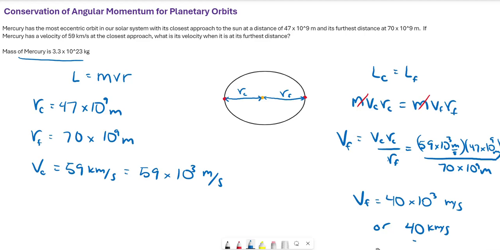As you can see, the velocity is lower when it's further away and higher when it's closer to the sun. So hopefully that was helpful, and if you want to see the other example of conservation of angular momentum for the spinning skater, both of these are really common conservation of angular momentum problems.